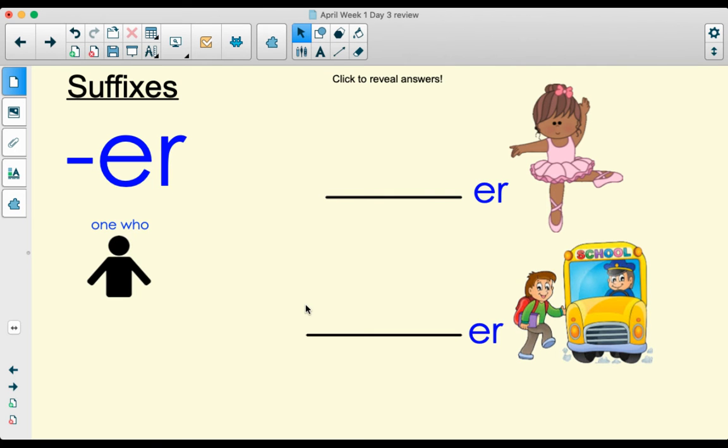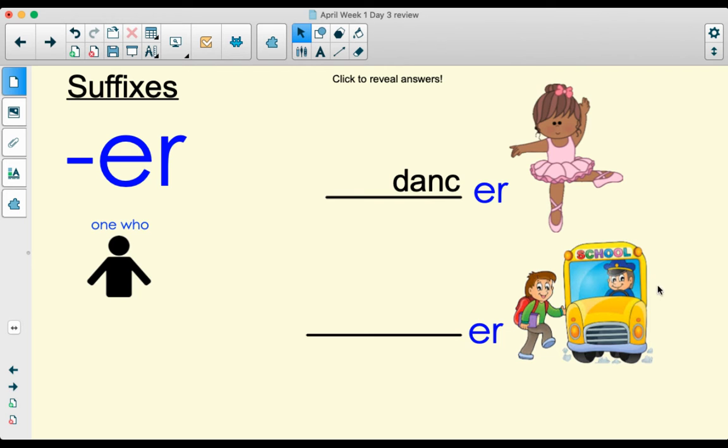Now let's look at the suffix er. The suffix er means one who. Let's look at this first picture. The first picture is someone who is probably doing ballet. She is a dancer. Notice the word dance ends in E, but I've dropped that E to add ER.